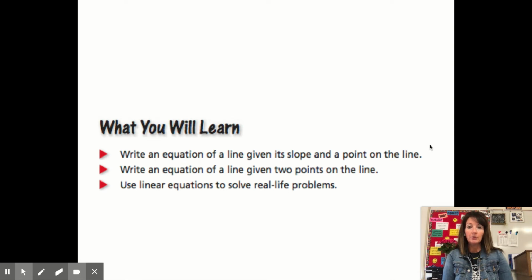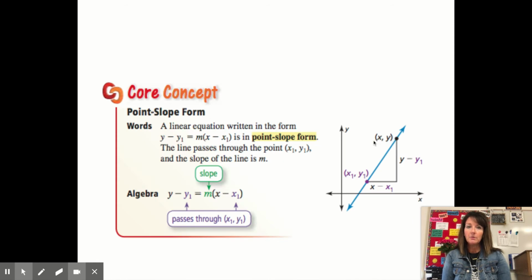We will also be able to write the equation of a line given 2 points. Then, of course, we'll try our hand at solving a real life situation or word problem. So here we go. Here is our point slope form.